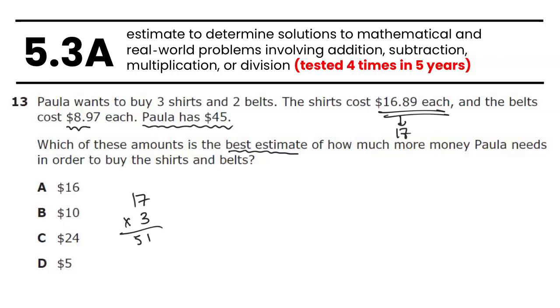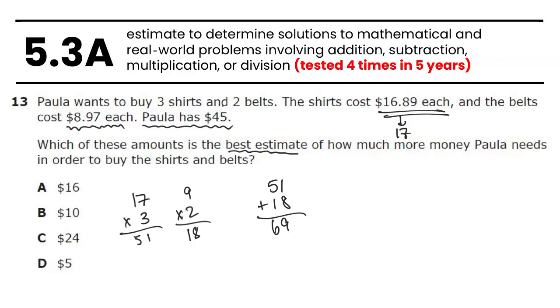Then for the belts, we see that the belts cost $8.97, reminding students that that can easily be rounded up to 9 whole dollars. And so 9 times 2 belts will give us the total cost of the belts. Then we will want to add those 2 numbers together. And so that will give us the total amount that Paula will spend on the shirts and the belts. 51 plus 18 will give us 69.